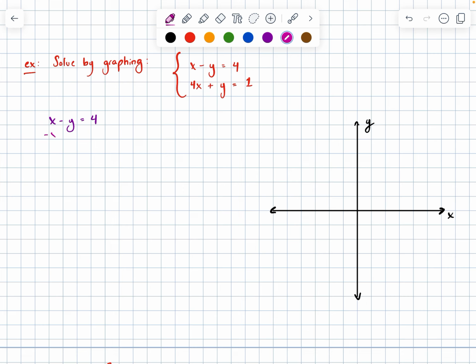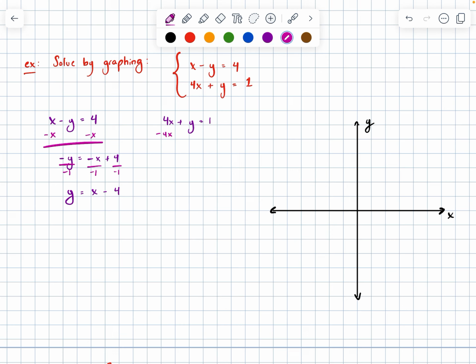In order to do so, I need to get y by itself. So taking our first, x minus y equals 4, to get y by itself, let me begin by subtracting x from both sides. That tells me that -y is equal to -x plus 4. And then if I divide each of my terms by -1, or multiply each of my terms by -1, I could show that y is equal to x minus 4. Cool. For our second equation, I have 4x plus y equals 1.